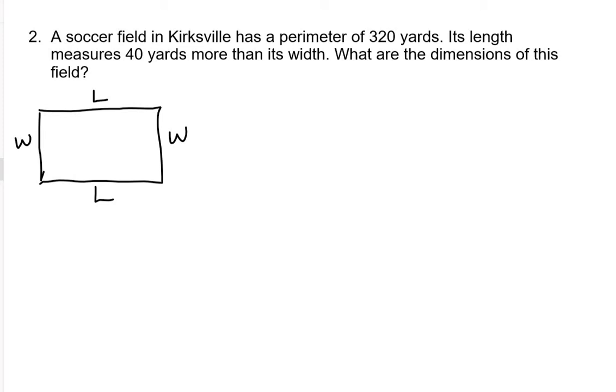My first sentence says that a soccer field has a perimeter of 320 yards. So I know that I'm dealing with the perimeter formula. And there's a couple different formulas that I can use, but we're going to use this one. Perimeter equals 2L plus 2W. But I know that the perimeter is 320, so I can go ahead and replace this P with 320. So I get 320 equals 2L plus 2W.